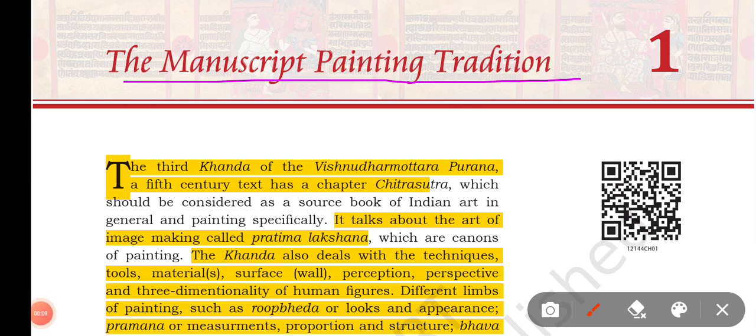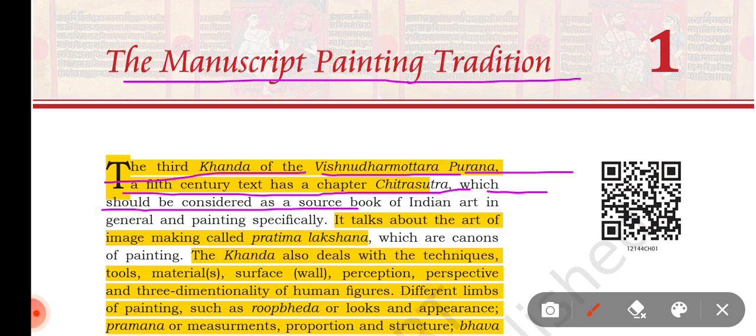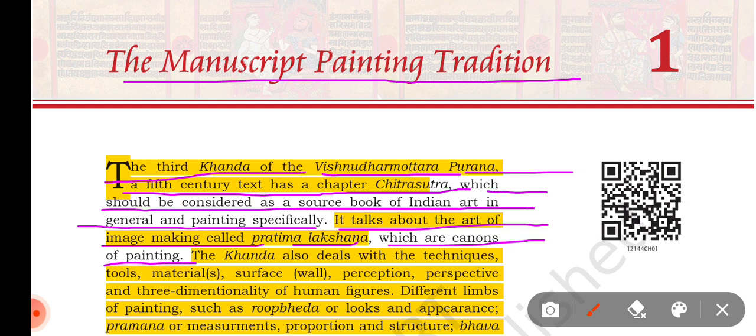The manuscript painting traditions. The third khanda of the Vishnudharmottara Purana, a 5th century text, has a chapter, Chitrasutra, which should be considered as a source book of Indian art in general and painting specifically. It talks about the art of image making called Pratima Lakshana, which are canons of painting. The khanda also deals with the techniques, tools, materials, surface, wall, perception, perspective, and three dimensionality of the human figure.